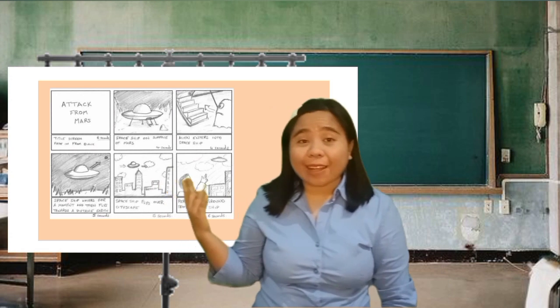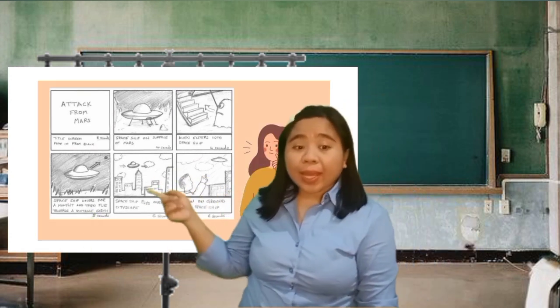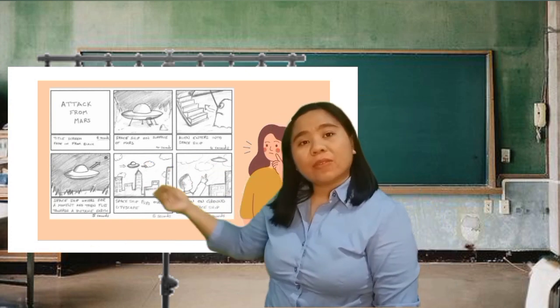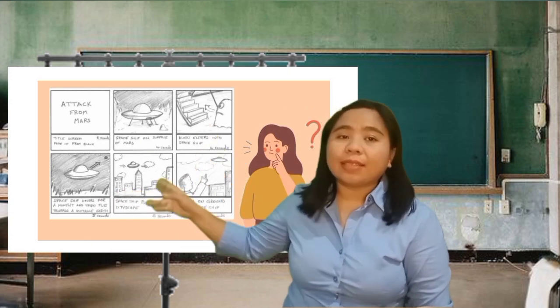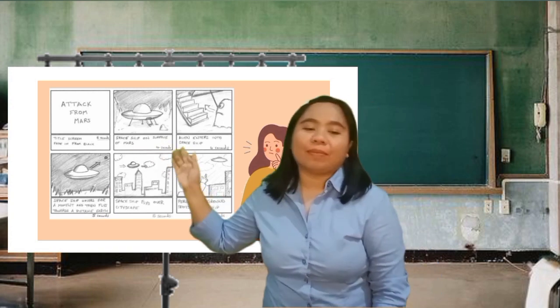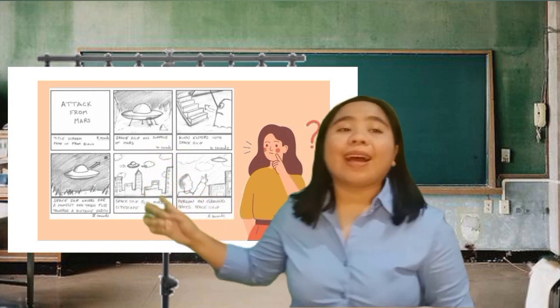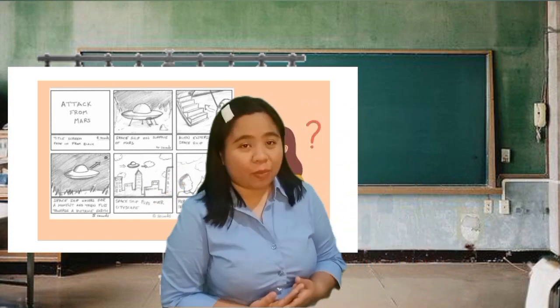So are you familiar with this picture? It looks like a comic strip. What have you noticed? There's a drawing and then a caption or a script. Each of the frames or boxes has a different figure or drawing. It shows different scenes. This is what a storyboard looks like. Do you have any idea what a storyboard is?